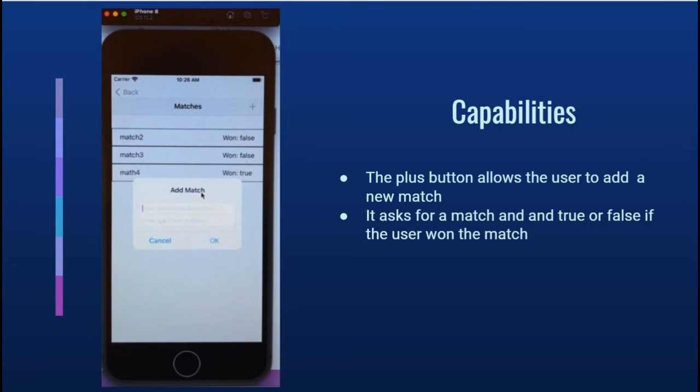So for another capability, once you're in that table view of the individual matches, if you click on the plus button on that top right, it's going to allow the user to add a new match. And so basically all that's needed is the name of the match, and then in that second text area, it's going to be true or false of whether you won that match.